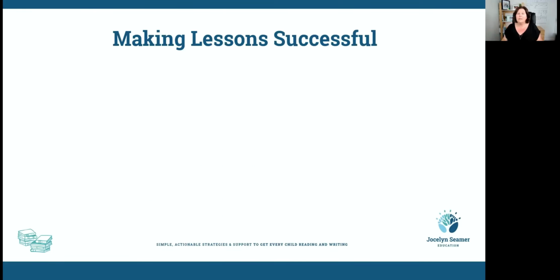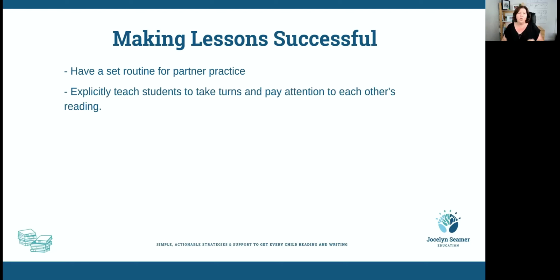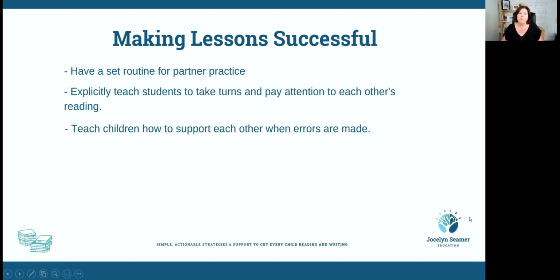How do we make our lessons with decodables successful? Well, we need a set routine for partner practice. I talked about low variance routines and how they support. Well, this is an example of a time that they will. We have to explicitly teach the students to take turns and pay attention to each other's reading. I recommend students have one piece of reading material, whether that's on an A4 page or a printed book, as in you've printed it and stapled it together, or a commercial decodable text, one between two. One person points, the other person reads, and then they swap.